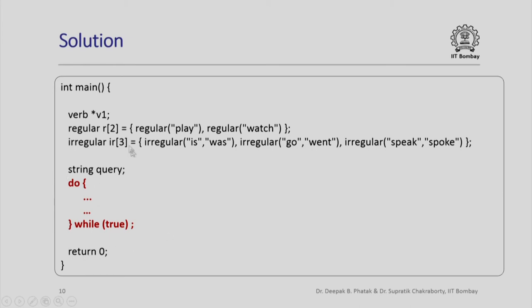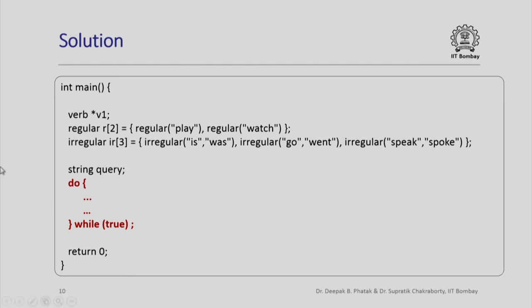So, let us now see what happens inside this do while true loop. Note that this looks like an infinite loop here. But we will see that in the body of this loop, we can have statements which are going to print out whether we have been able to find the verb and therefore what is its past tense, or whether we have not been able to find the verb, it does not exist in the knowledge base that this program has. And of course, in order to come out from this infinite loop, we can always terminate the program by pressing Ctrl C, for example, from your keyboard.